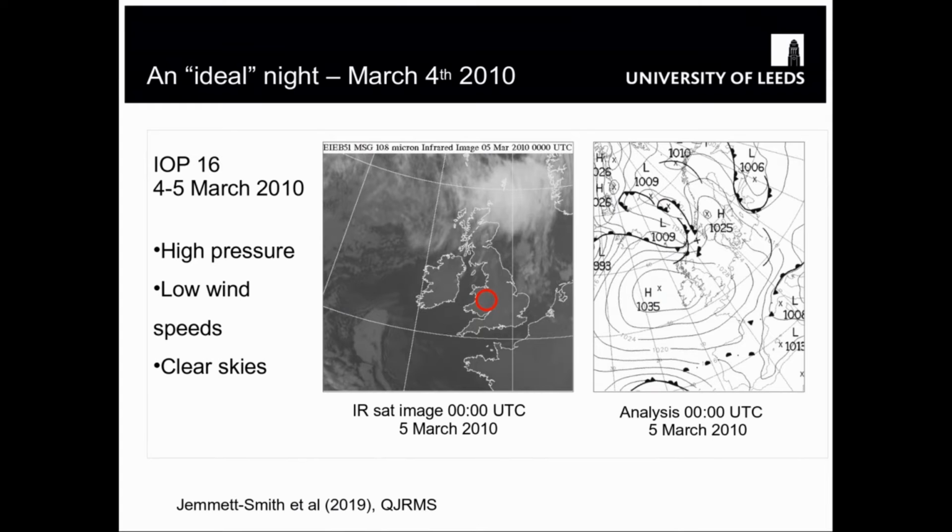There were pretty clear skies. This is an infrared satellite image from overnight, and you can see that over most of the southern part of the UK, there's very little evidence of any cloud at all. So clear skies allow that cooling to happen, and lack of winds allows the decoupling to happen, and therefore it's ideal conditions for a cold air pool to form.